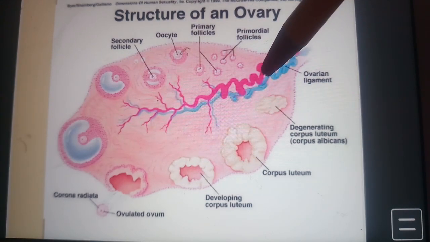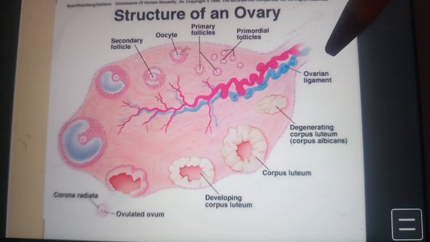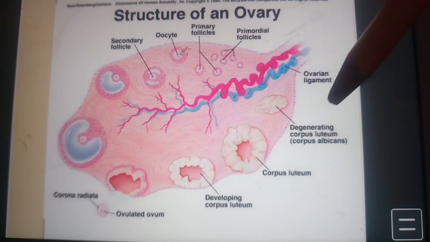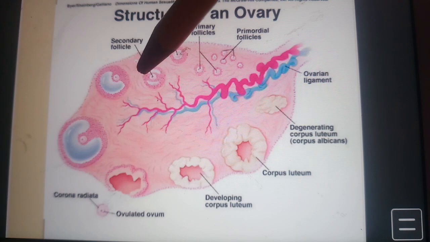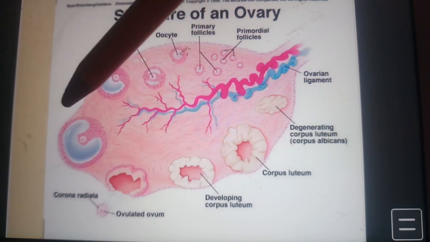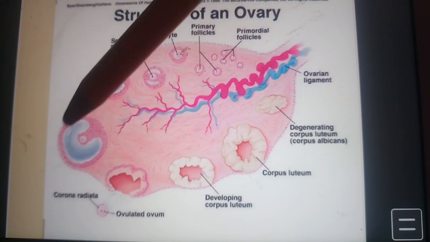These are the ovarian ligaments, as I said in the previous slide. These are the primary follicles. With the help of the FSH hormone, they start growing and they become the primary oocyte, the secondary oocyte, the tertiary oocyte, and the mature follicle called the Graafian follicle.